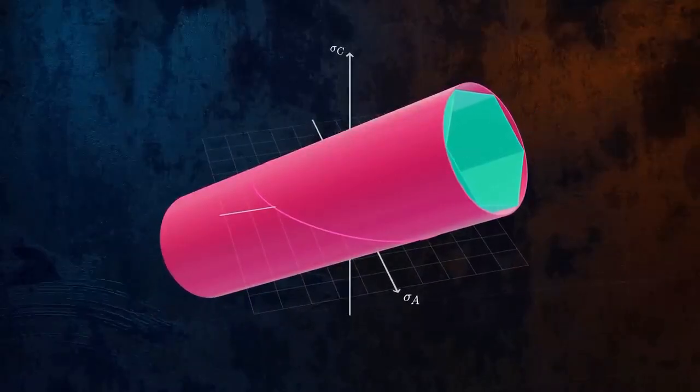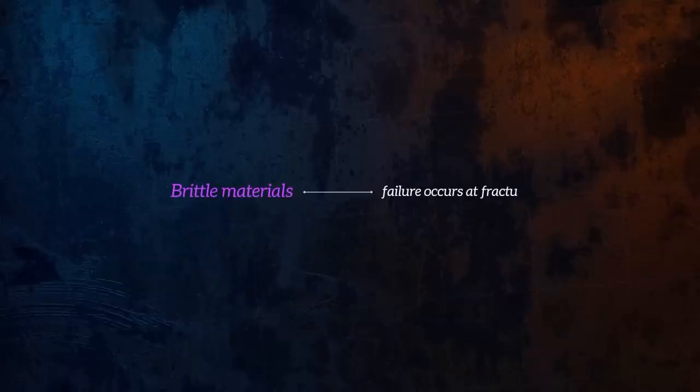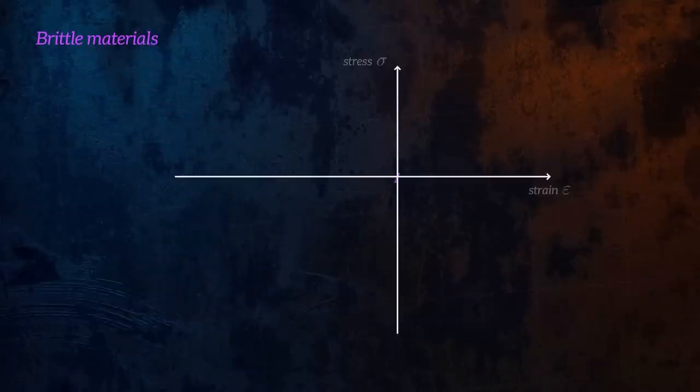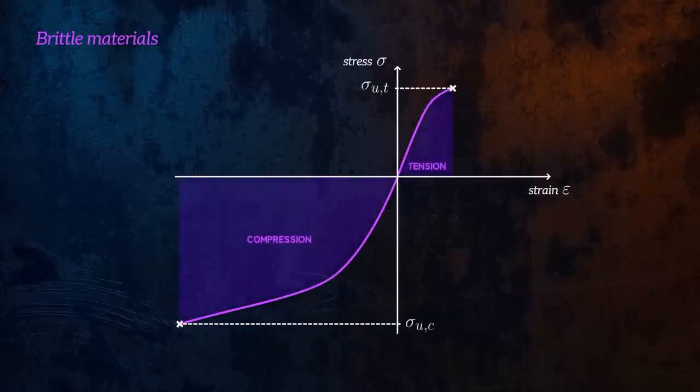Failure of brittle materials is different to failure of ductile materials. For brittle materials, failure is considered to occur by fracture rather than yielding. And unlike ductile materials, brittle materials tend to have compressive strengths that are much larger than their tensile strengths. This needs to be captured in any failure theory for brittle materials. It also means that to assess failure of brittle materials, we need to know 2 separate ultimate strengths, for tension and for compression.